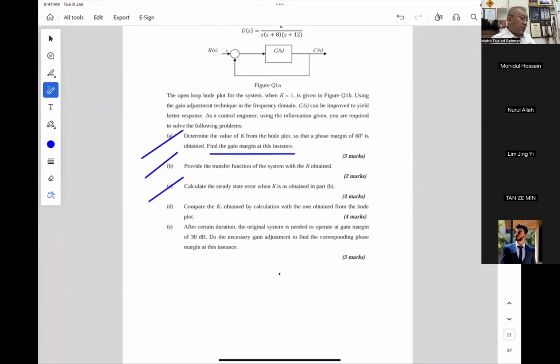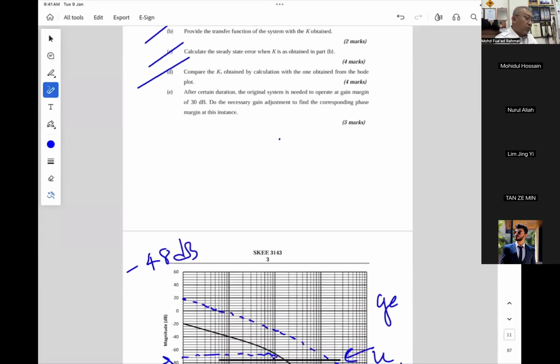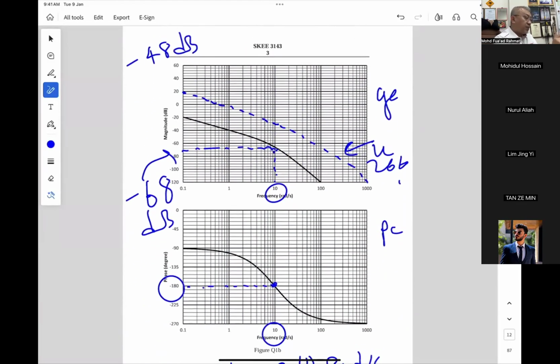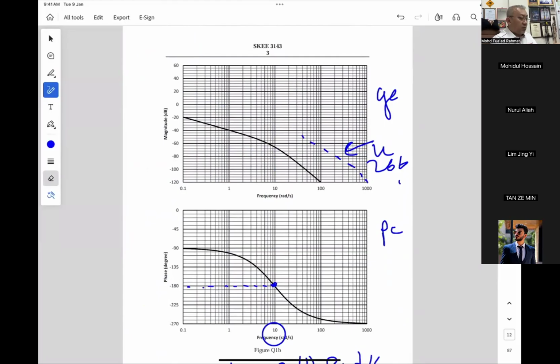And then the next question is to compare the Kv obtained by calculation with the one obtained from the Bode plot. So now you have to use the Bode plot to find the Kv. Everybody, please look at the graph. I advise you to print this Bode plot. Otherwise, it is difficult to understand.